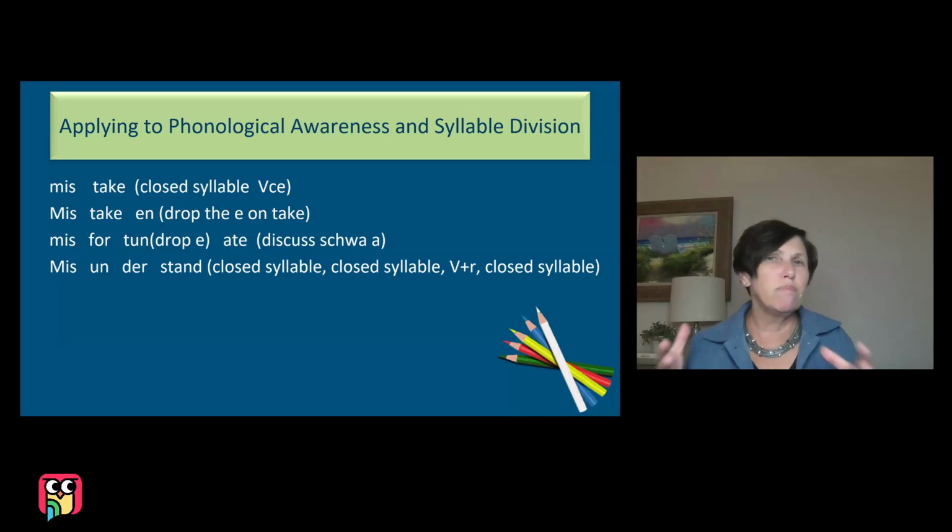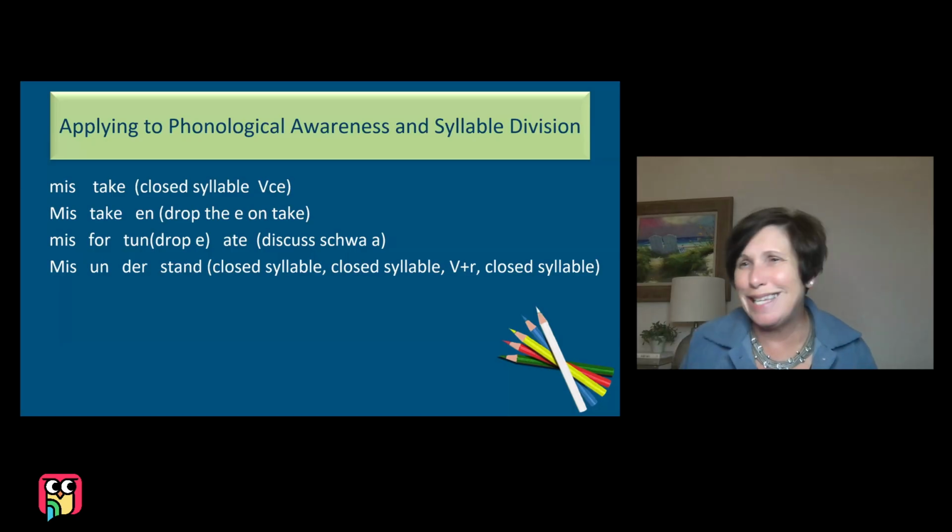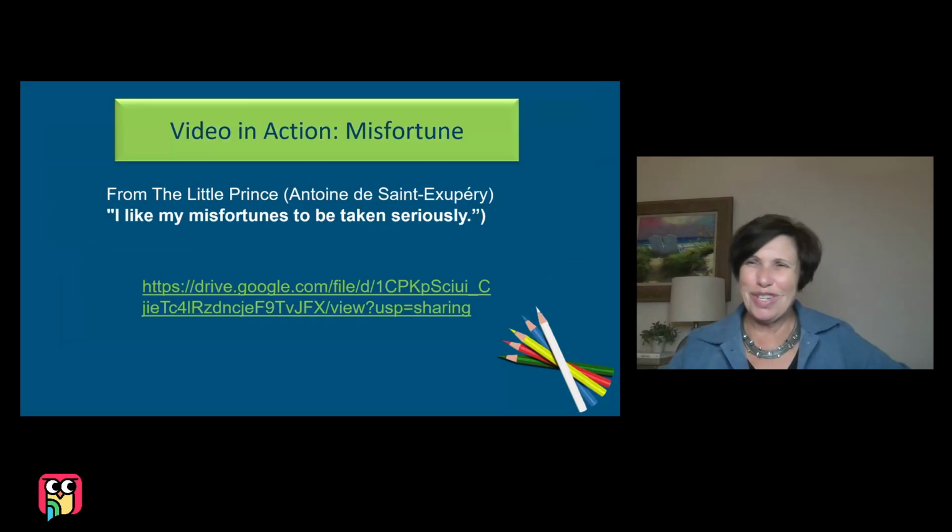So again, I can apply, because remember that English is this complex, deep, opaque language. So we have to apply those prefixes, suffixes, and the rules that we know from a phonological awareness perspective. So I'm going to do my best to try to show you another video. Let's see how this goes here. And Julia was reading a book called The Little Prince. And one of the sentences in there was, I like my misfortunes to be taken seriously. So then what we're going to do is look at a video of, hopefully, misfortune. If I can get it to pop up for you. Give me just a second to switch screens.